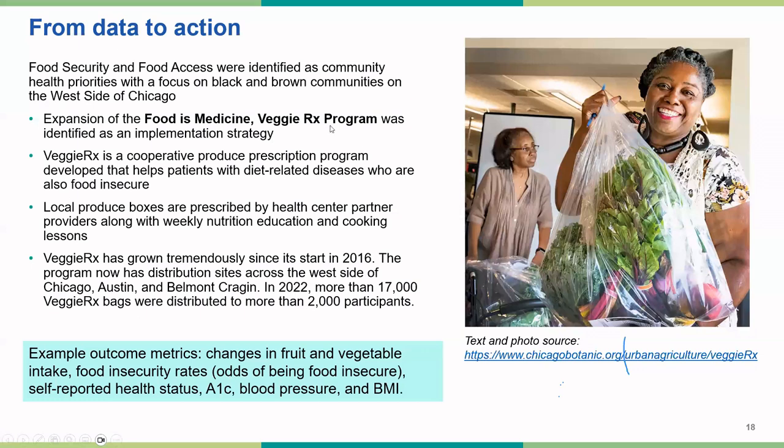These are not the exact ones, this is separate, but these are examples of outcome metrics that you could use for a program like this. Changes in fruit and vegetable intake, food insecurity rates, self-reported health status, A1C, blood pressure, and BMI. So you see it's a mix of long-term outcome metrics as well as metrics that you could measure on an individual level to track progress of your program. So that's an example of how AHE in particular has taken data, AHE partners have taken data and turned them into specific programs to address health, and examples of metrics that you could use to track your progress.